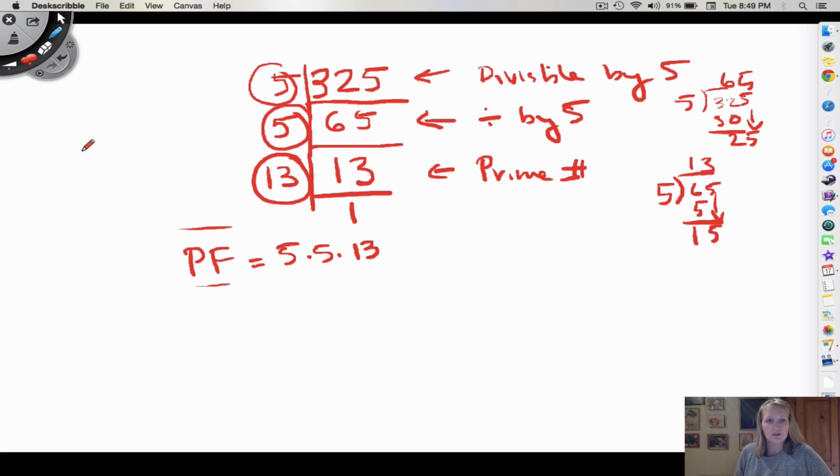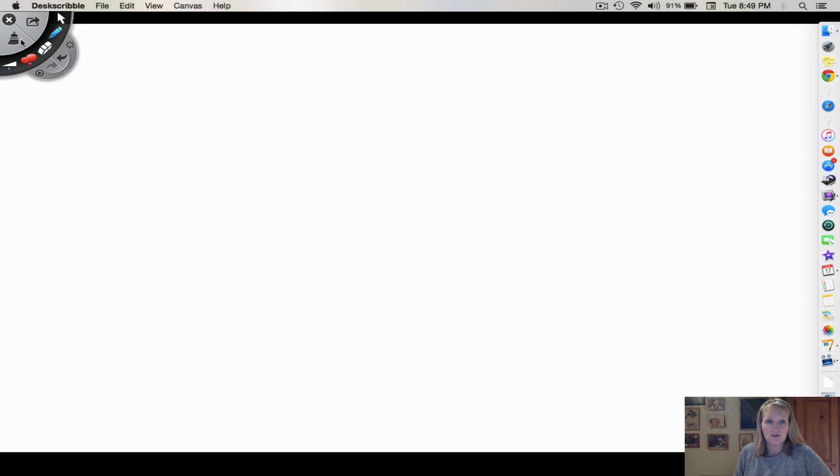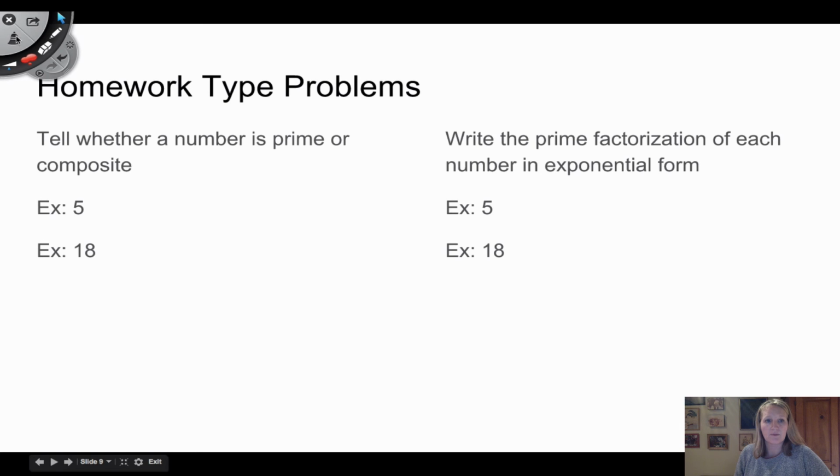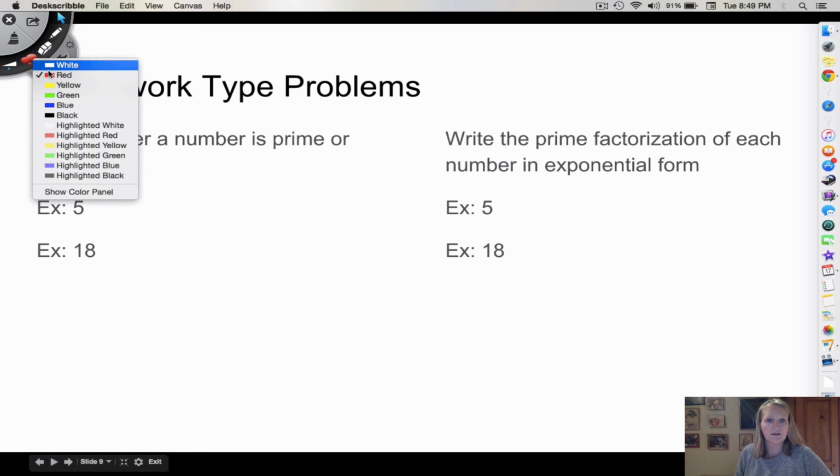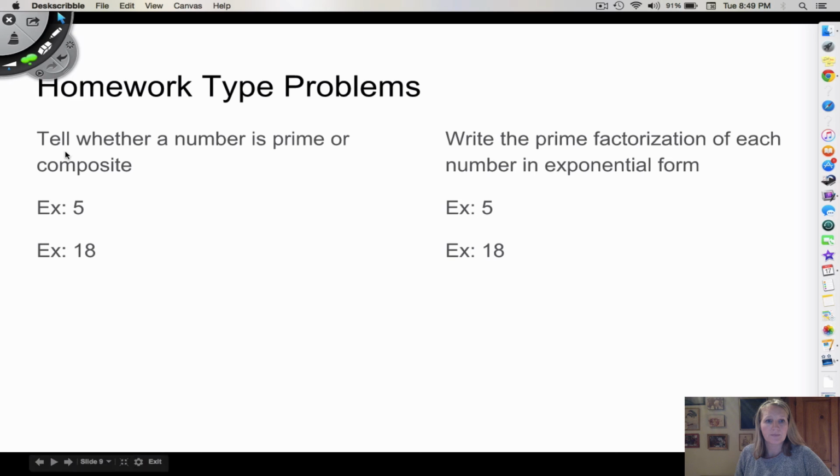Okay. So what type of questions are you going to be asked on your homework? You'll be asked one of two questions. Number one will be tell whether or not a number is prime or composite. So you would look at these examples and say, is this a prime number or a composite number? Can I divide this? What are the numbers that I can multiply by each other in order to get 5? And really the only answers are 5 and 1, so this one would be a prime number.